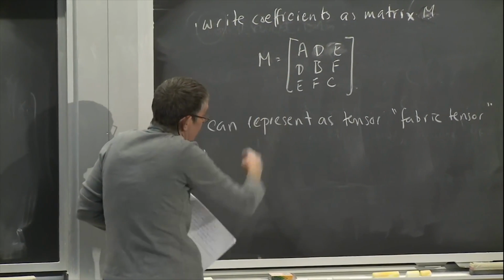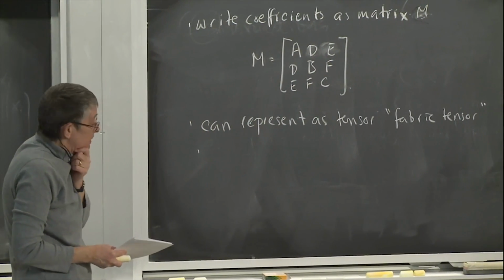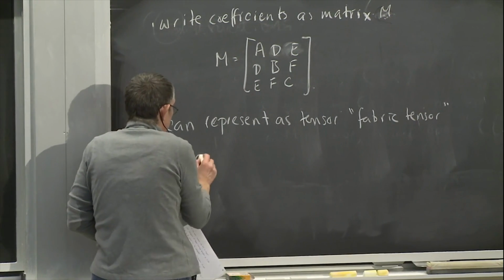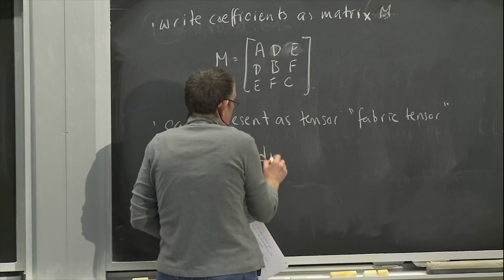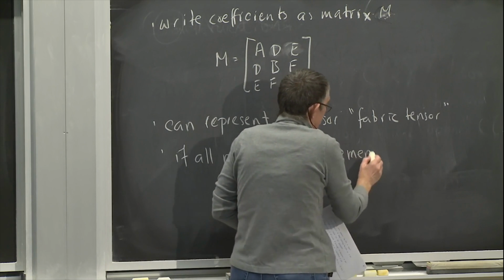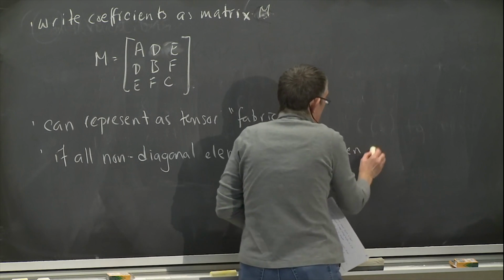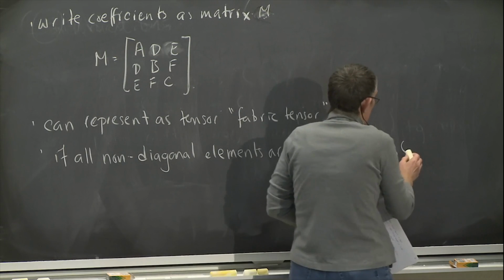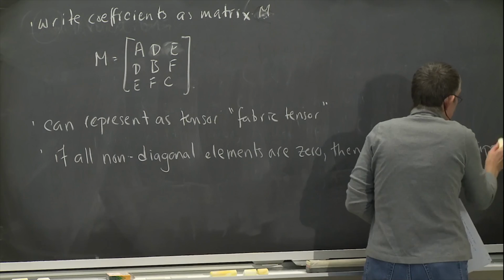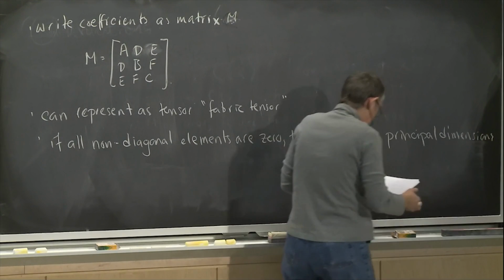And if you have this matrix here, if D, E, and F are all 0, then A, B, and C are the principal dimensions of the cell. So if all non-diagonal elements are 0, then A, B, and C are the principal dimensions. Okay.